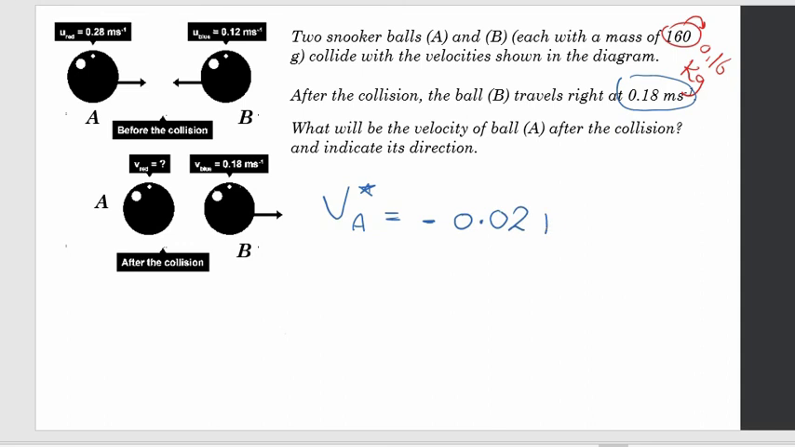0.02 meter per second. Now the negative value for the velocity of ball A after the collision means that it moved oppositely to how it was moving before the collision. Before the collision it was moving right, so after the collision, the velocity of ball A will be to the left. The direction of this velocity is going to be to the left.